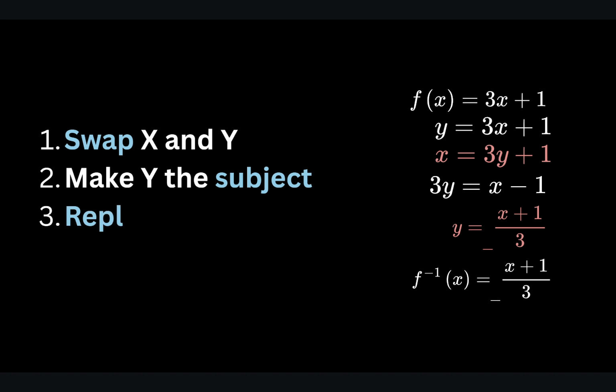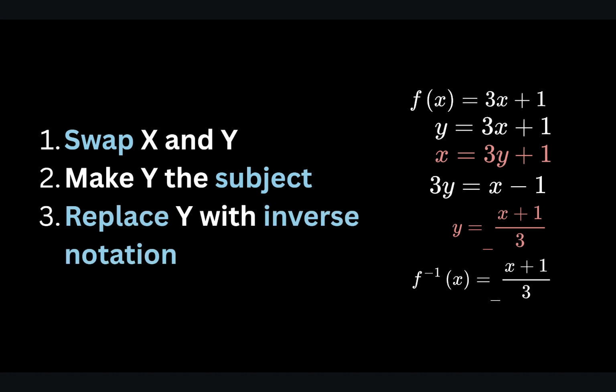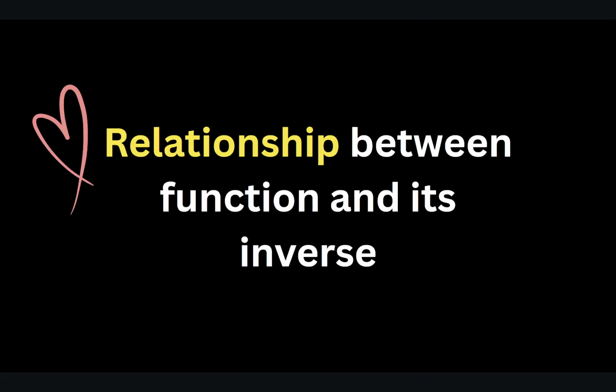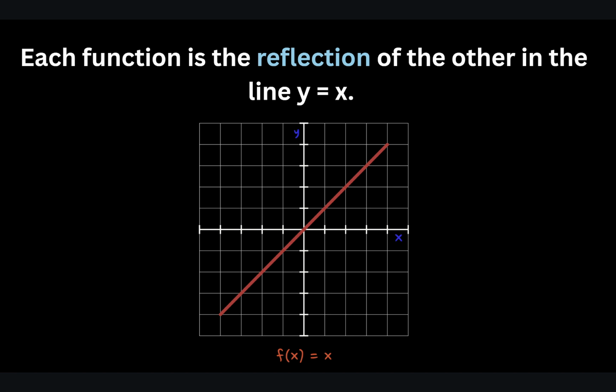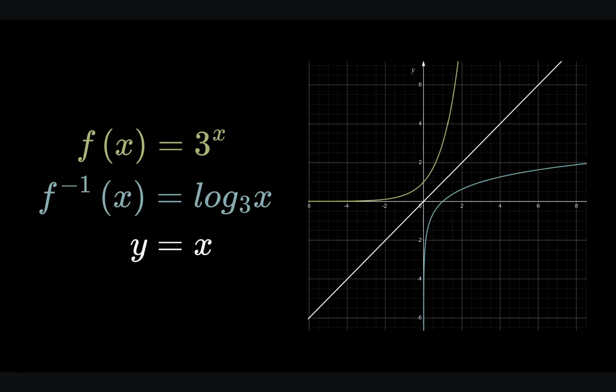How do we find the inverse? You simply swap x and y, make y the subject, and replace y with the inverse notation. Relationship between a function and its inverse. Each function is the reflection of the other in the line y equals x, which is this line. So we have a function and its inverse right here, and as you can see, it is a reflection.